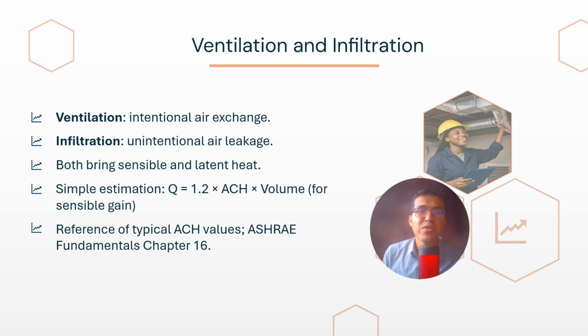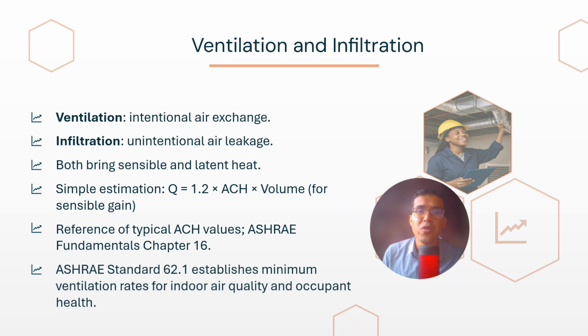For example, residences can be between 0.35 and 0.5 ACH, offices between 0.5 and 1.0 ACH, and restaurants between 1.5 and 2.0 ACH. Also, ASHRAE Standard 62.1 establishes minimum ventilation rates for indoor air quality and occupant health. These rates are based on space type, occupancy, and activity level, and are crucial in HVAC design to ensure health as well as comfort.